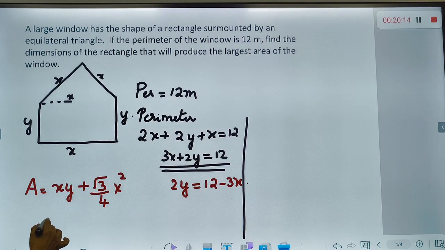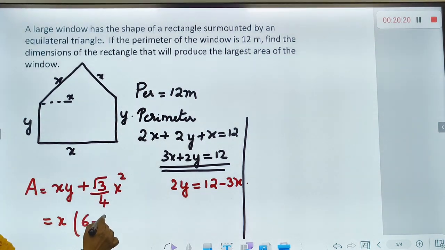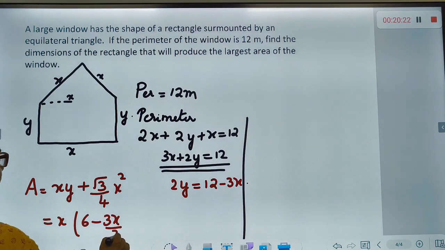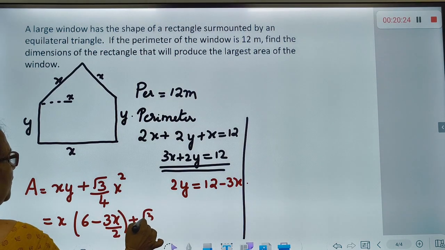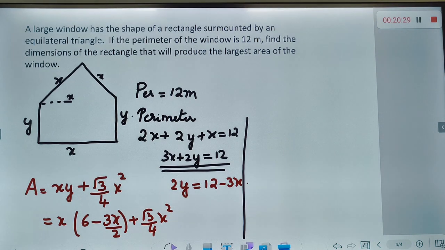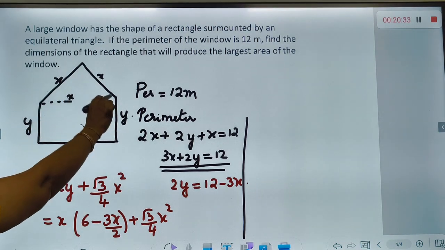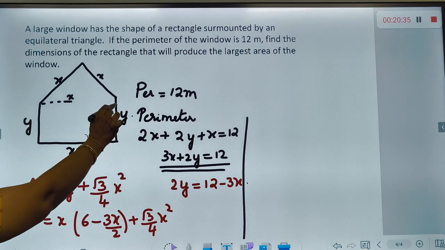Okay, so the area is x into y, which is 12 minus 6 minus 3x by 2, 6 minus 3x by 2 plus root 3 by 4 x square. See, in the perimeter, I should not include this. That's the most significant point. Only these two sides have to be included and these three sides to be included.